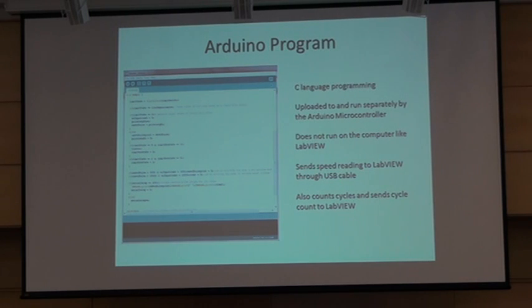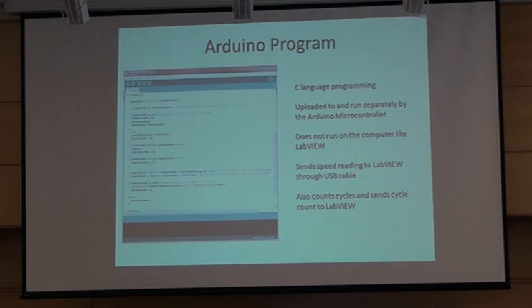The Arduino, which is a microcontroller, is programmed with C. As was mentioned earlier, it's a line-by-line programming language. This program is uploaded to the Arduino from the computer, and the Arduino runs it separately. It's not run on the computer. The Arduino then sends LabVIEW the cycle rate that it reads, and the cycle count, through the USB cable that was on the system diagram.